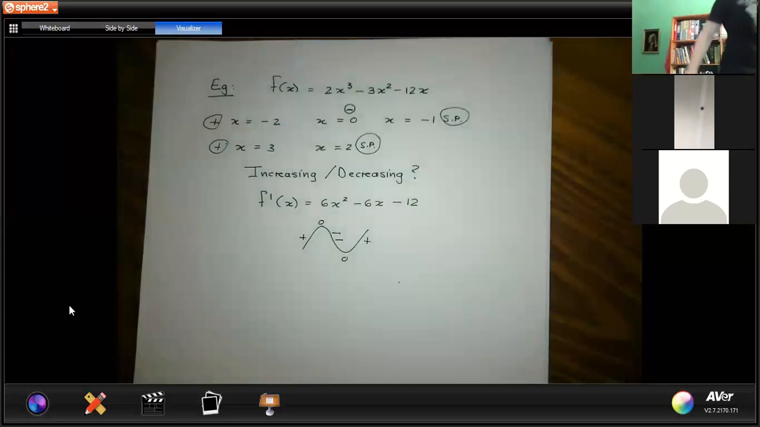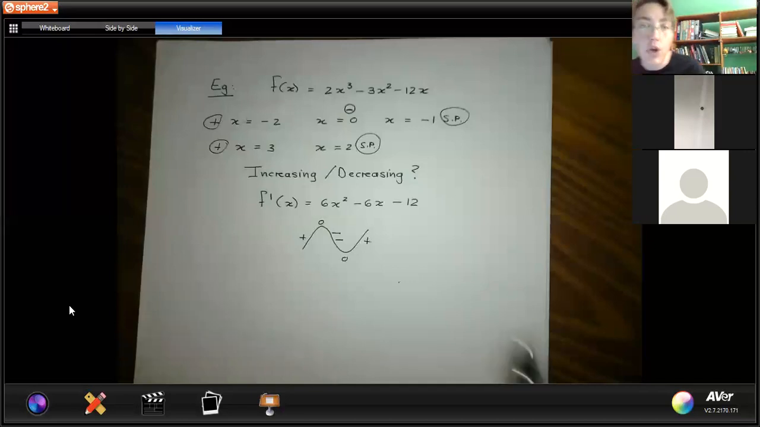Okay, so even though they didn't ask us to draw the graph, just looking at the derivative, so looking at the gradient, we already have a very good idea of what this graph looks like. Any questions about the idea of increasing and decreasing?